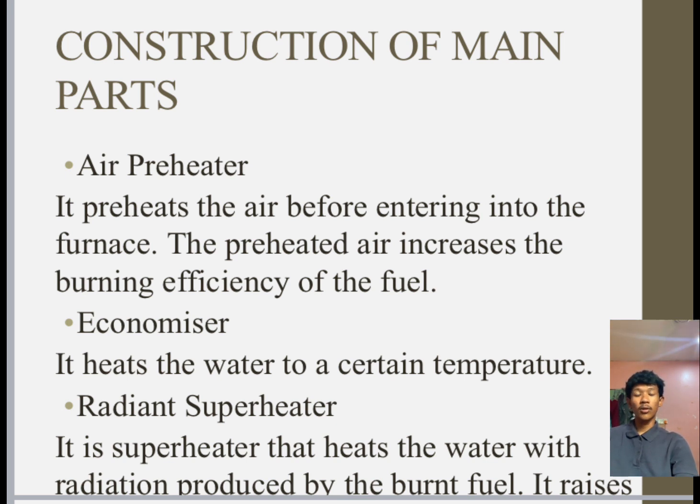I will talk about construction of main parts. Firstly, air preheater. It preheats the air before entering into the furnace. The preheated air increases the burning efficiency of the fuel. Secondly, economizer. It heats the water to a certain temperature. Thirdly is radiant superheater. It is a superheater that heats the water with radiation produced by the burnt fuel.